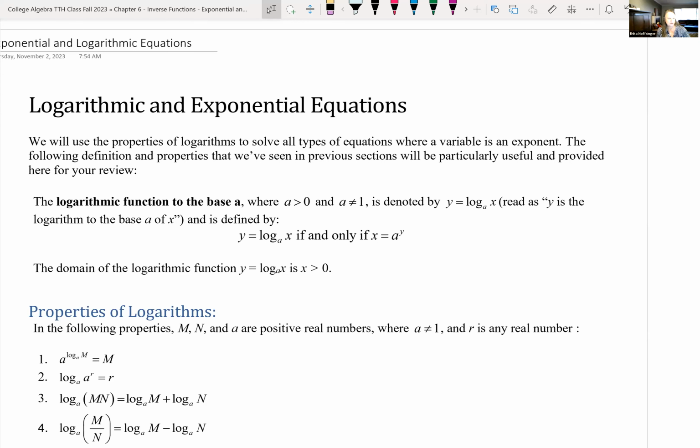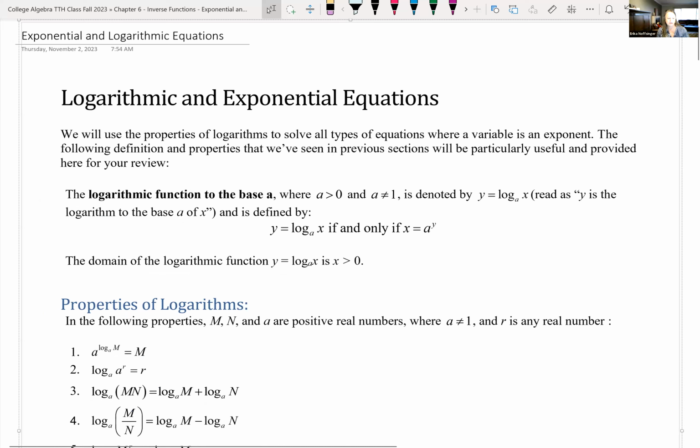So in this video, we're going to be looking at solving logarithmic equations and exponential equations. We'll use properties that we were just talking about, properties of logarithms. So first of all, again, you need to remember what it means.